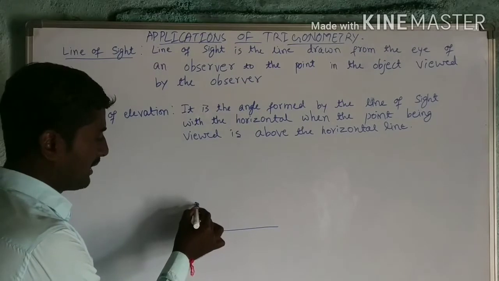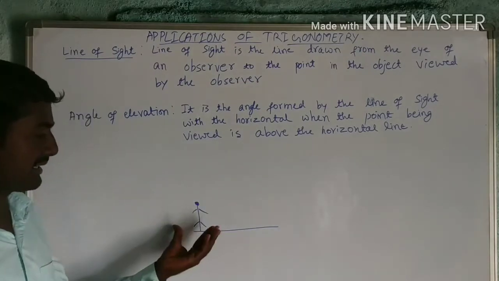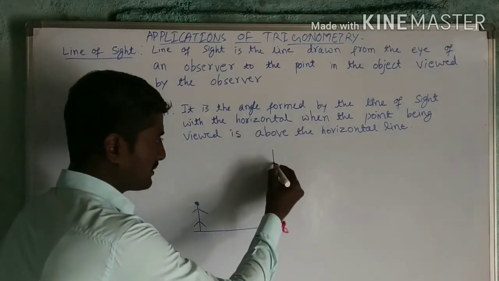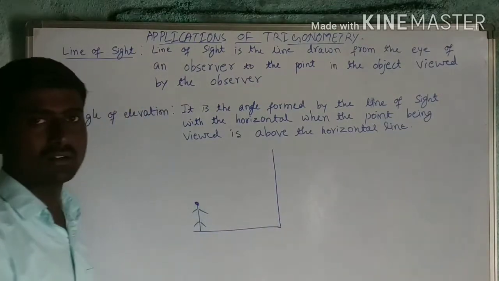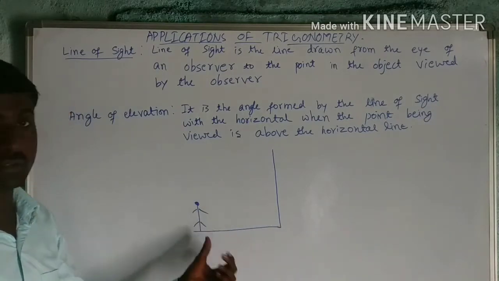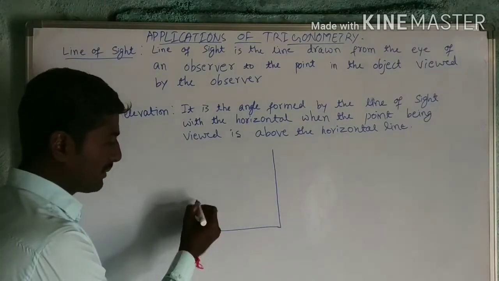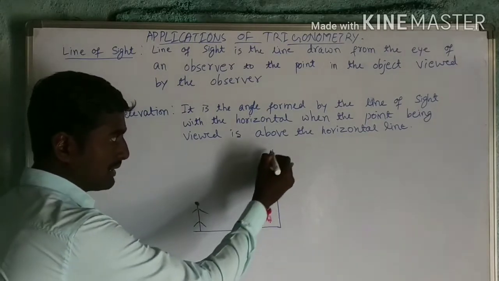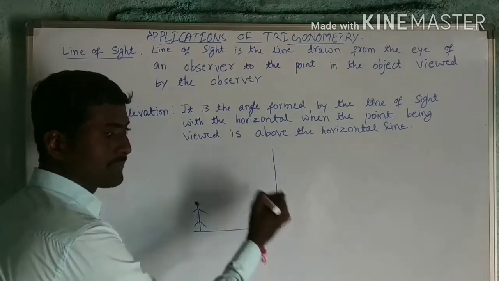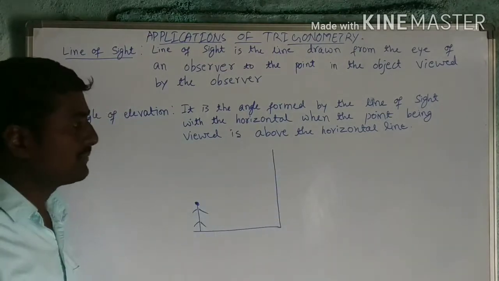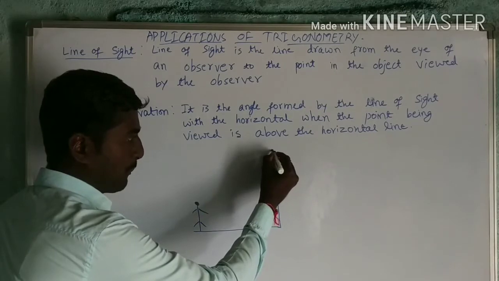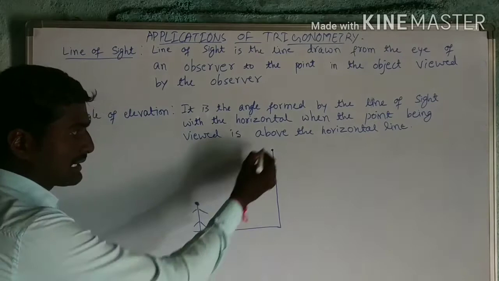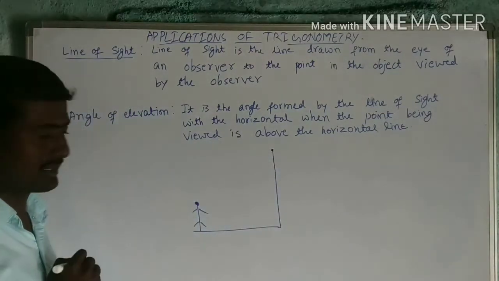Here is the eye of the boy, or you can say the observer. He is observing something. There is one tower, this is on the ground. The boy is also on the ground. Here is the eye of the observer. This boy is observing the tip of the tower, or you can say a point on the tower.